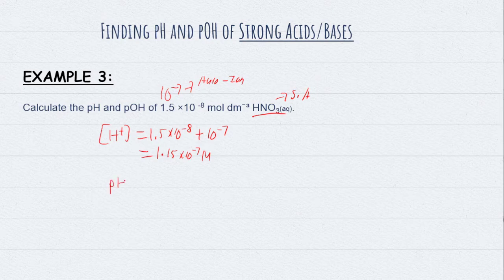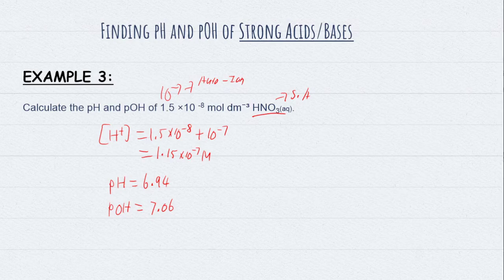Now we calculate pH. So that's minus log of 1.15 times 10 to the power minus 7, 6.94. 6.9393, again 3 significant figures, so 6.94. Room temperature, so 14 minus 6.94, simply 7.06. So this is the case where you need to consider the concentration of hydrogen ions from the autoionization of water.